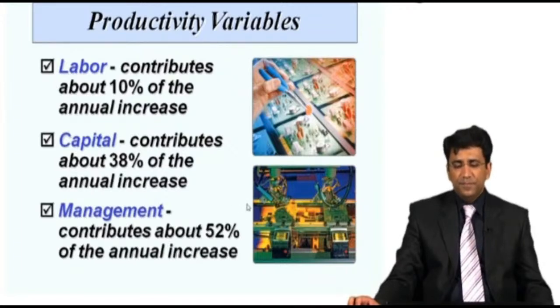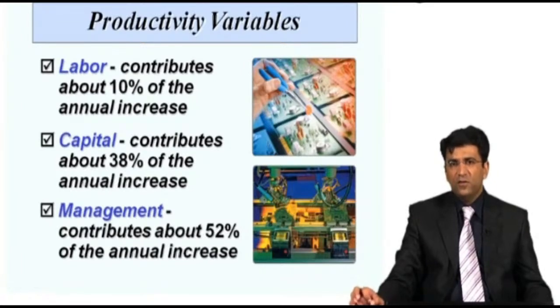Now students, the research conducted by different theories says that labor contributes about 10% of the annual increase in productivity, capital contributes about 38% of the increase in productivity, and similarly the management philosophy and the management activities contribute about 52% of the annual increase in productivity. So these are some of the figures that have been studied by some theories, showing the different factors which have contributed towards productivity improvement. And again, we'll have to give due importance to these if we want to enhance the productivity level for our own organizations.